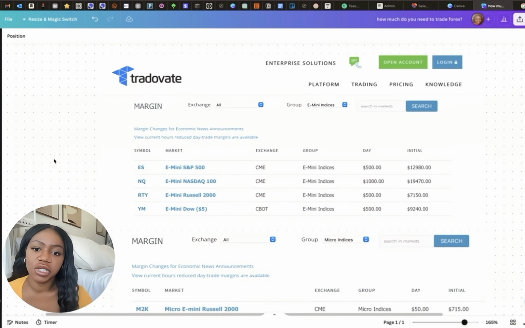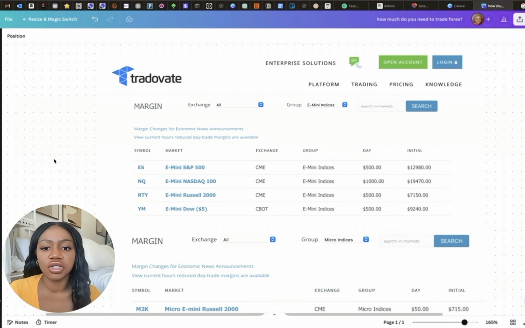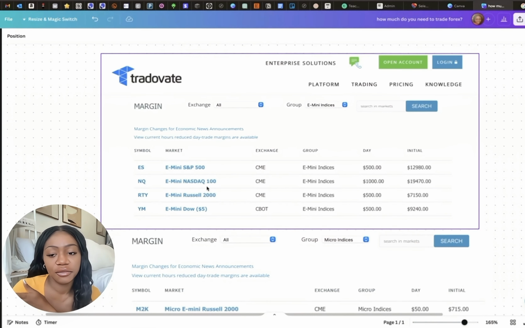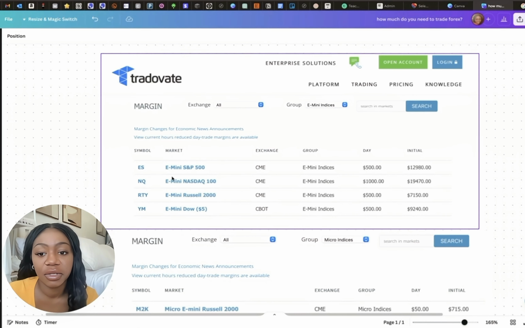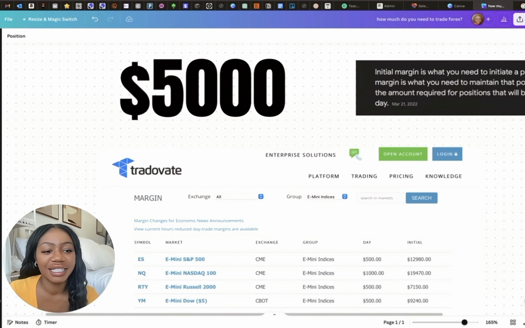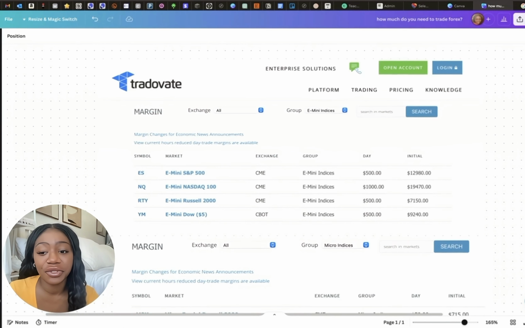All right, so for ES, which is the E-mini S&P 500 contract on Tradovate, which is a very popular contract, that is going to cost you $500 to get into one contract. One contract, okay? The NQ, which is the NASDAQ 100, again, we saw that in Forex. You can trade this a lot cheaper on the Forex side of things, but if you wanted to go the futures route, it's going to cost you $1,000 to get into a position. You see why I say you need $5,000? Because that's just how much it costs to get in. Again, you have to account for drawdown with futures, similar to how you need to account for drawdown with Forex.